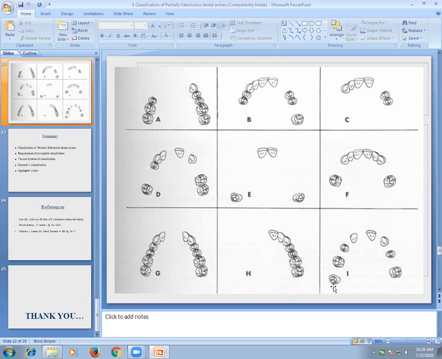It is classification 2. Here you can see the most posterior edentulous area is here. That's why it is Kennedy's class 2 with modification areas counted as 1, 2, 3, 4, 5, 6, 7. So it is Kennedy's class 2 modification 7. This is just an example, just for your knowledge.